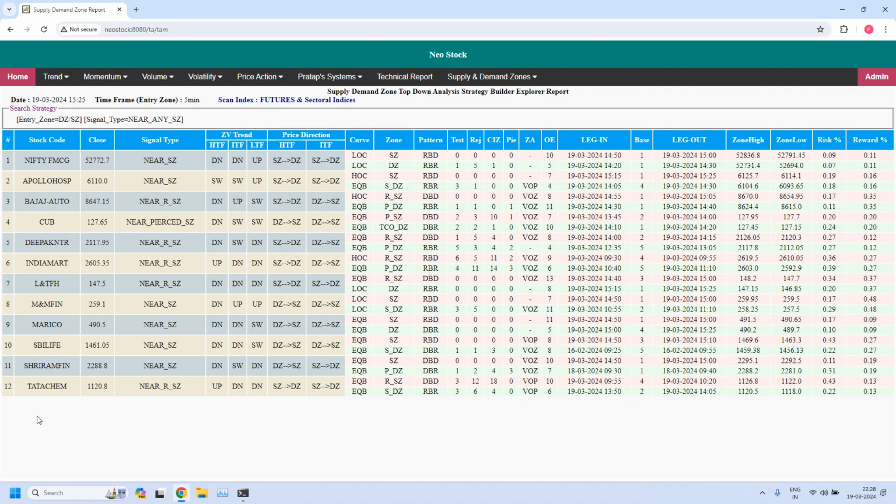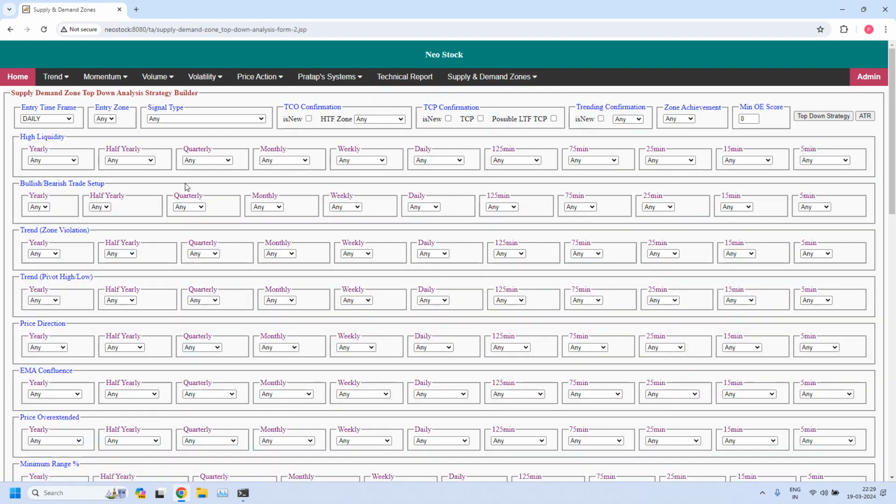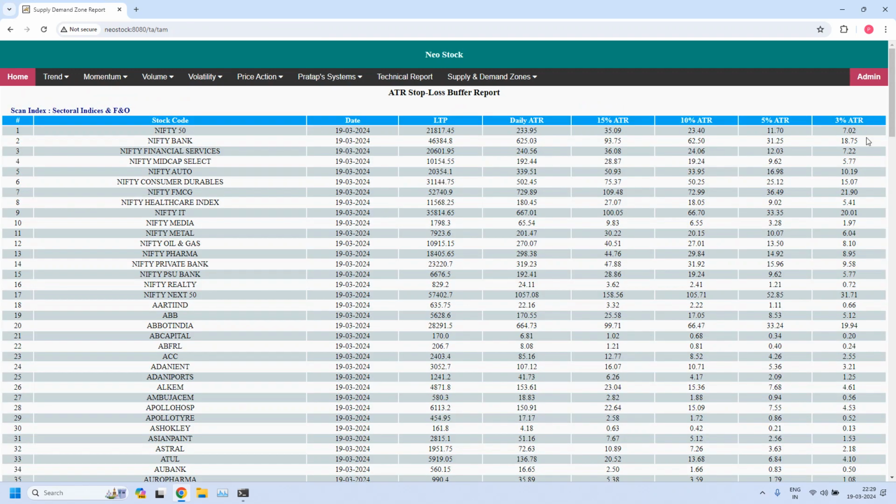Now I will be generating stop loss buffers. Stop buffers for all the stocks for our reference purpose. You have already learned this concept in lesson 19. So we calculate stop buffers based on daily ATR as I explained you. So this is the complete list.